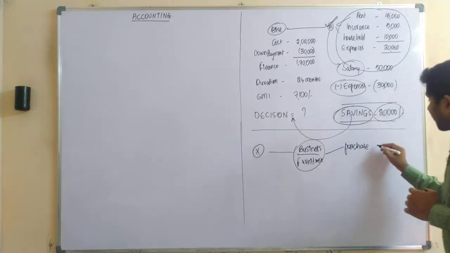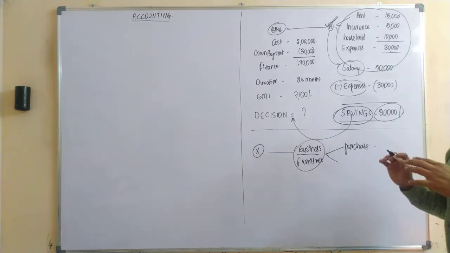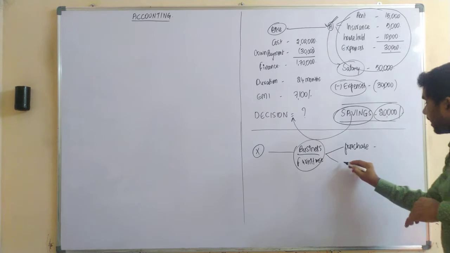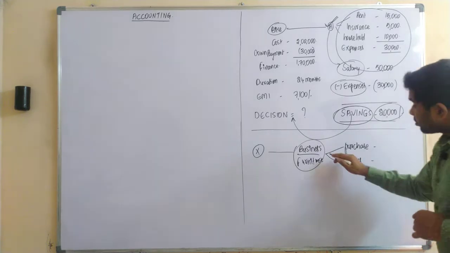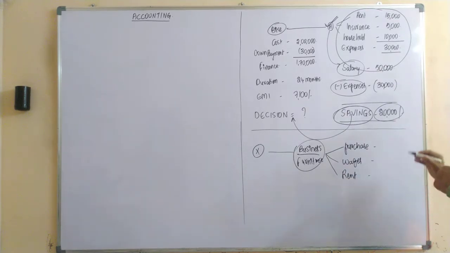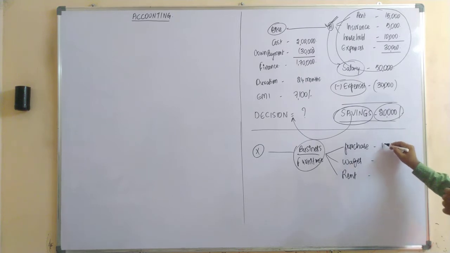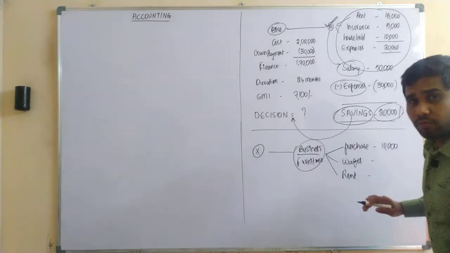So he would be purchasing the goods, that is wood, and for the purpose of converting the wood into furniture, he needs to pay the wages. Yes or no? So let's say he needs to pay some rent. Let us assume Mr. X purchased the wood worth 10,000 rupees and he paid wages for the purpose of converting the wood into furniture.